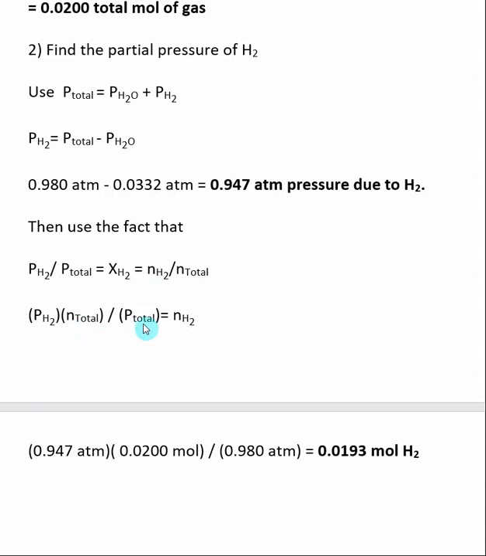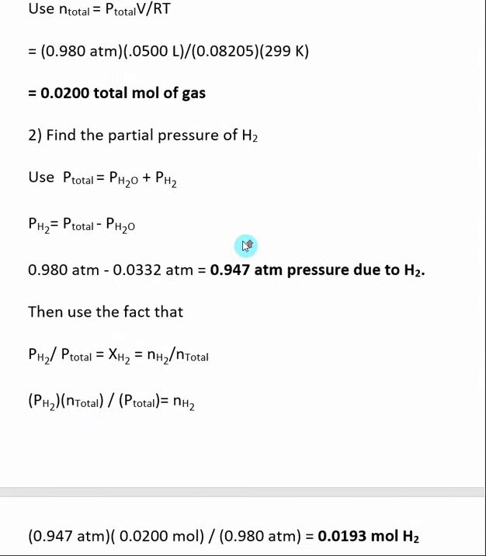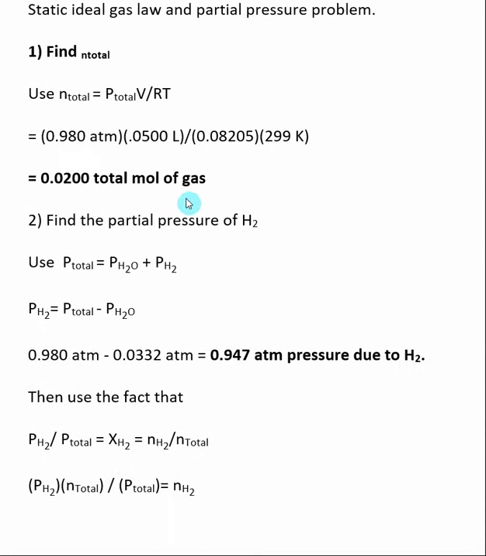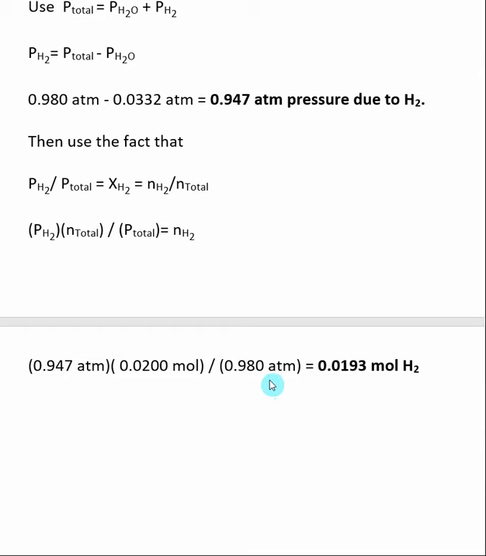That will be equal to the partial pressure of hydrogen times the total number of moles of gas divided by the pressure total. So the partial pressure of hydrogen was calculated right here. The total number of moles of gas was calculated right here, and the pressure total was given. When we're done, we calculate that our reaction produced 0.0193 moles of hydrogen.